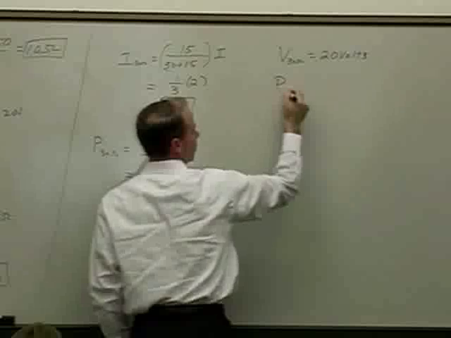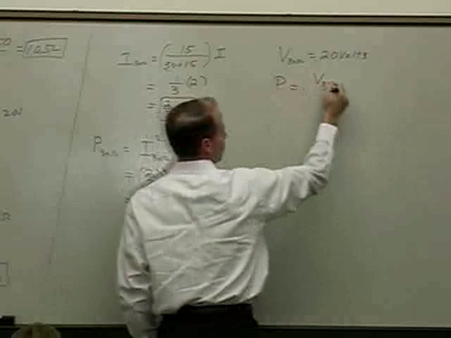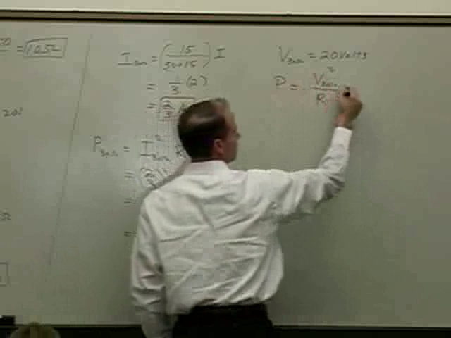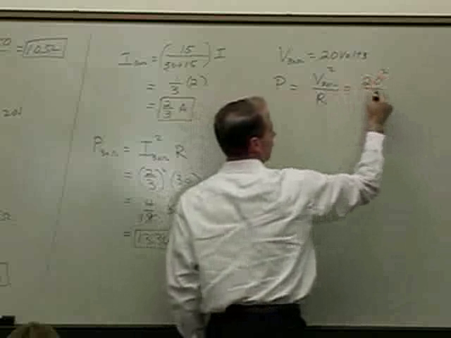And so the power, which is the voltage across the 30 ohm resistor squared over the resistance, would be 20 squared over 30.